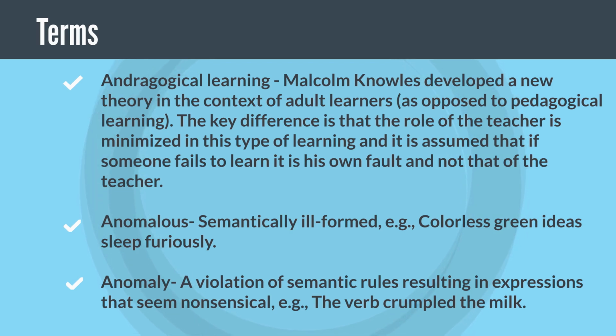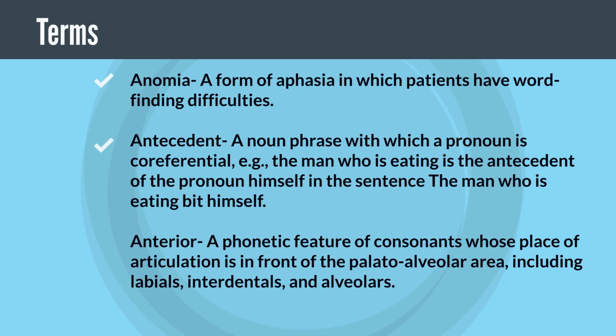Anomalous, semantically ill-formed. Example, colorless green ideas sleep furiously. Anomaly, a violation of semantic rules resulting in expressions that seem nonsensical. Example, the verb crumpled the milk. Anomia, a form of aphasia in which patients have word-finding difficulties.